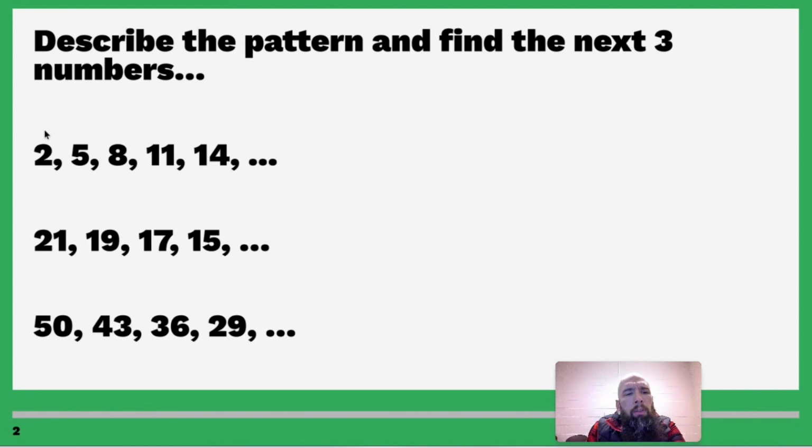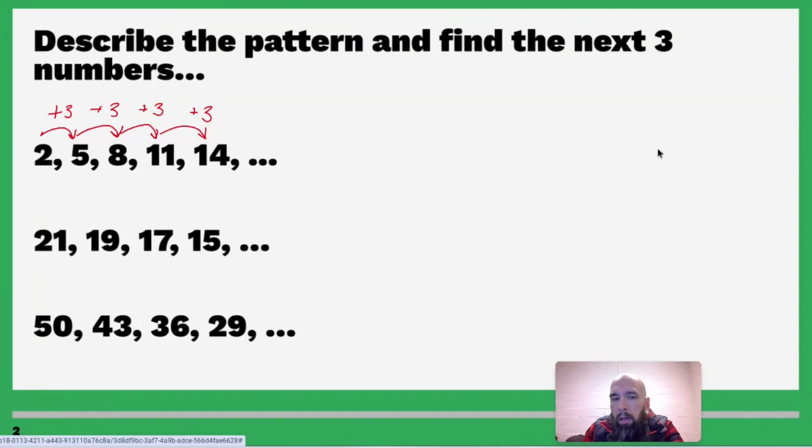Well, how can you get from 2 to 5? Well, you could add 3. How can you get from 5 to 8? You can add 3. How do you get from 8 to 11? You can add 3. How do you get from 11 to 14? Add 3. So describing the pattern for this one is you're going to add 3 to get from one number to the next. So what are my next 3 numbers?